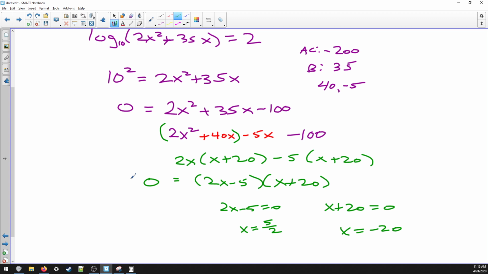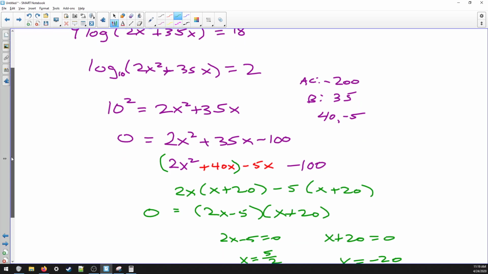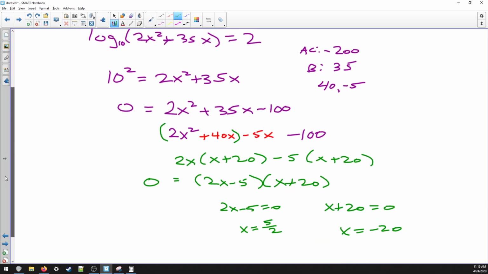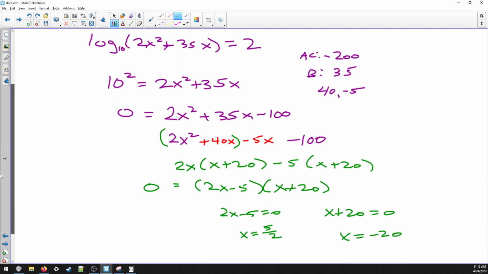There's kind of a little catch, though. We have to do a check, and I don't know if this was in this particular video or if it's going to be in the next one, but I'll talk about it real quick right now. There are extraneous solutions when we talk about logs. I'm not sure if this one has one. We're going to check it right now, but here's the idea.